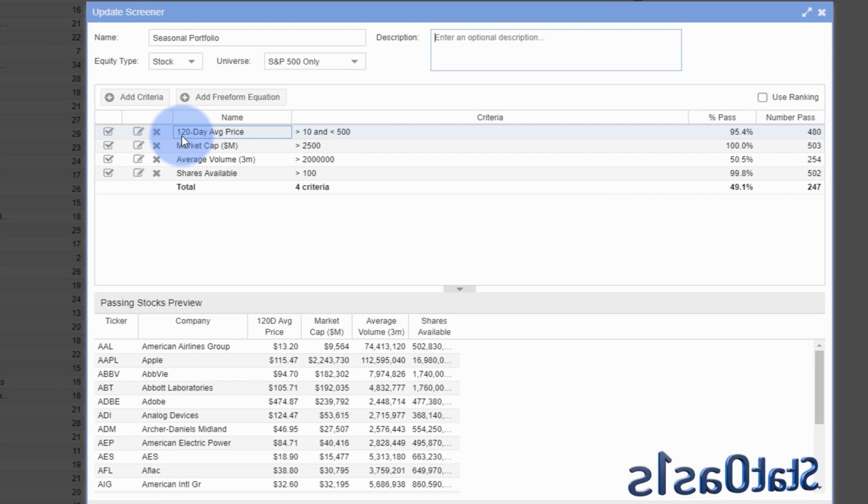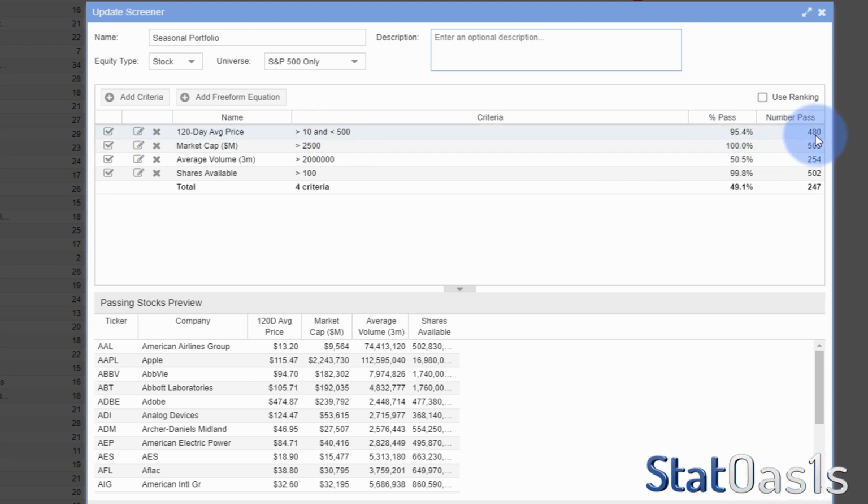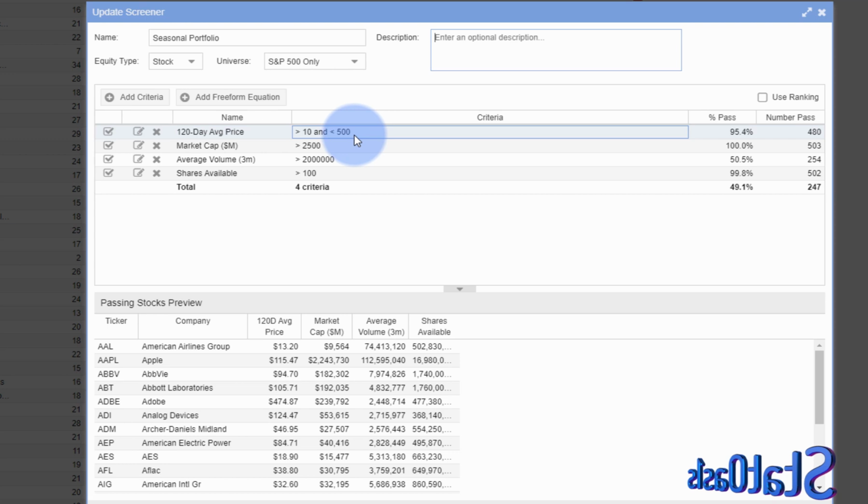Then the second criteria is I put the 120-day average price above 10 and below 500. And this only took 20 stocks out, so it's not that big a deal if you have a big capital. If you have small capital, then this will play a big role. For example, if you have $2,000, obviously you cannot trade Amazon or even Apple for that matter, because that's too much. You're barely going to buy one share or not. And you want to be able to do position sizing, so this is the filter.